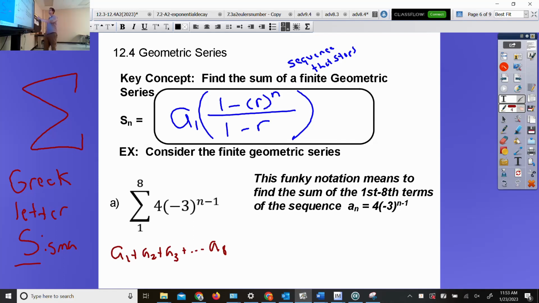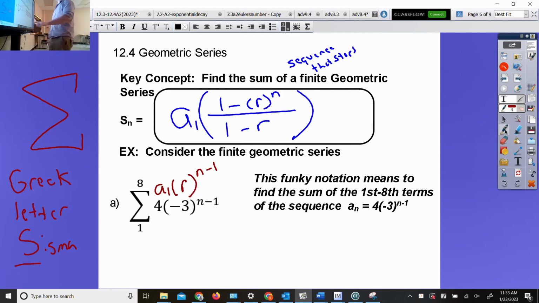But by the way, you actually don't have to plug anything in to find a sub 1. That right there is in the form of a sub 1 r to the n minus 1. It's already in the form you're supposed to know and understand. Or at least somewhat understand at this point in time. If it's in that form, what's the first term? 4. What's the ratio?